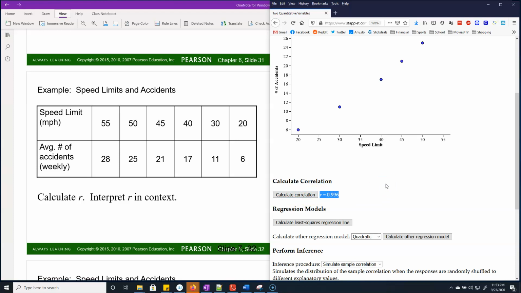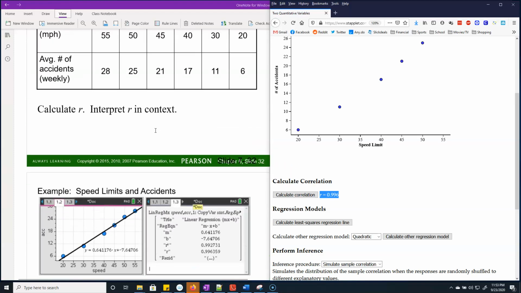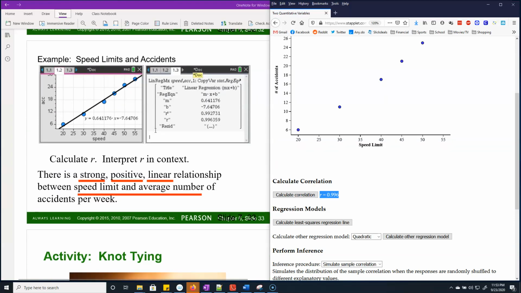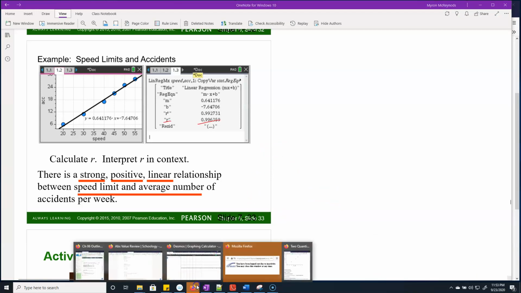1 is a perfect correlation. It's the highest correlation you can get. So we got 0.996. And yeah, here's what they get here. It's a strong positive linear relationship, 0.996. I'll show how to do it in the calculator in another video. So we did it in Statcrunch, and we got the same answer, 0.996 for r, like they got in there.